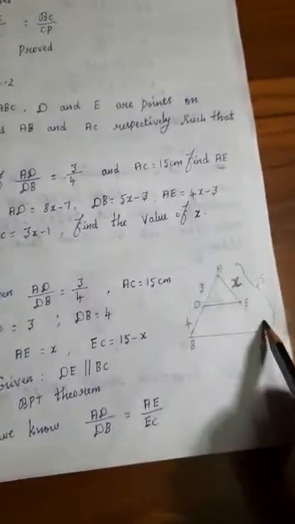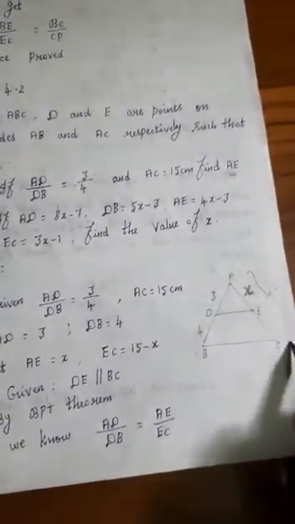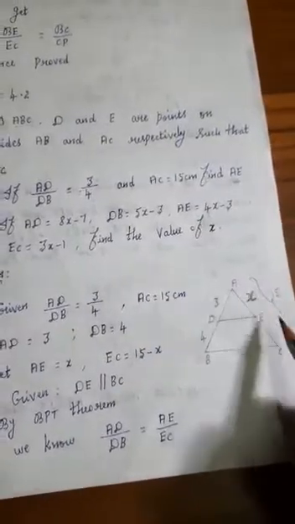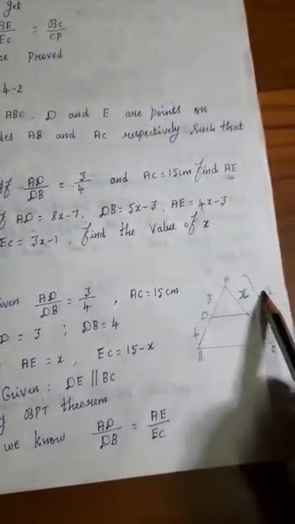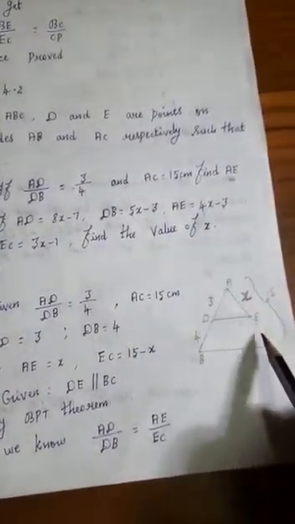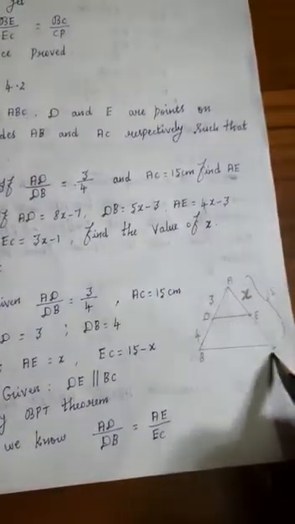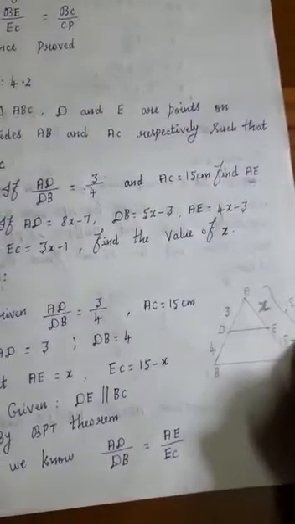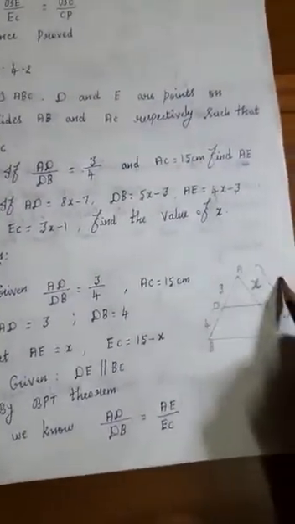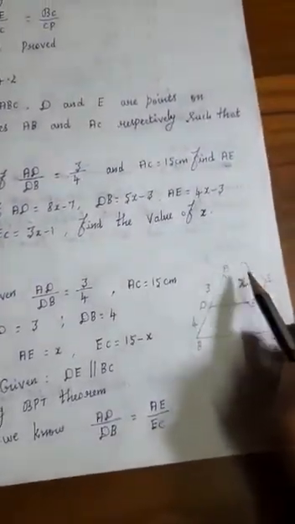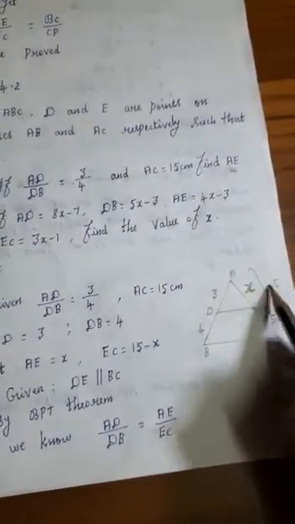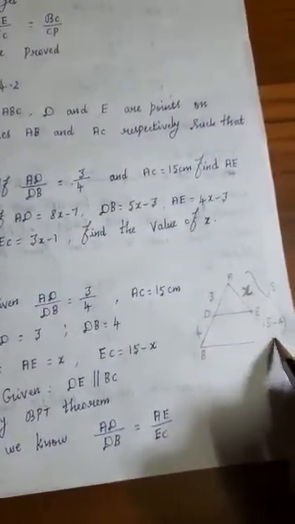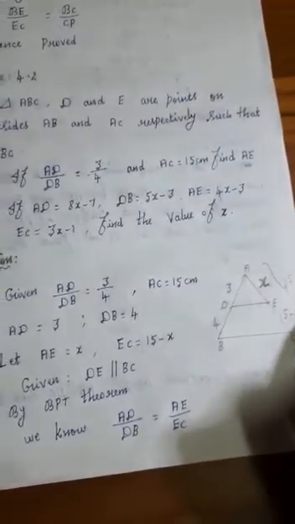This is how you can write it. The full length is 15, and this part we have taken as X. To find the other part, the full length subtract this part, you will get the EC length. So we can write 15 minus X. See, the full length is 15, this length you need to find out, that length you have taken as X. Now the full length subtract this part will give the remaining EC length, so you have to write 15 minus X.